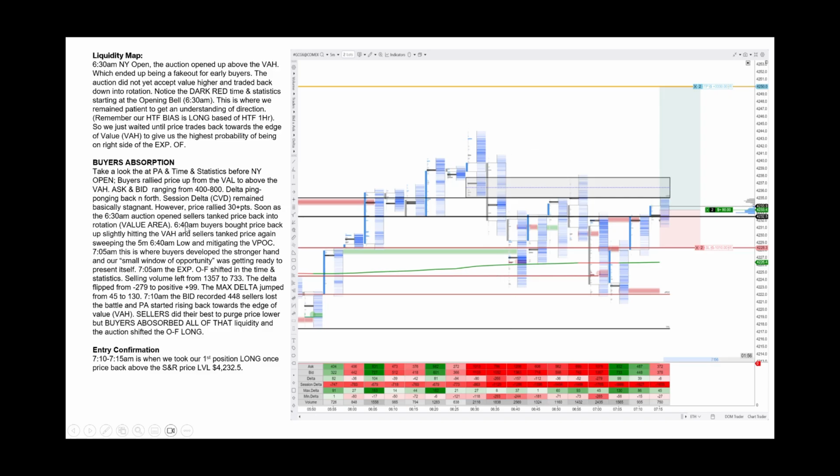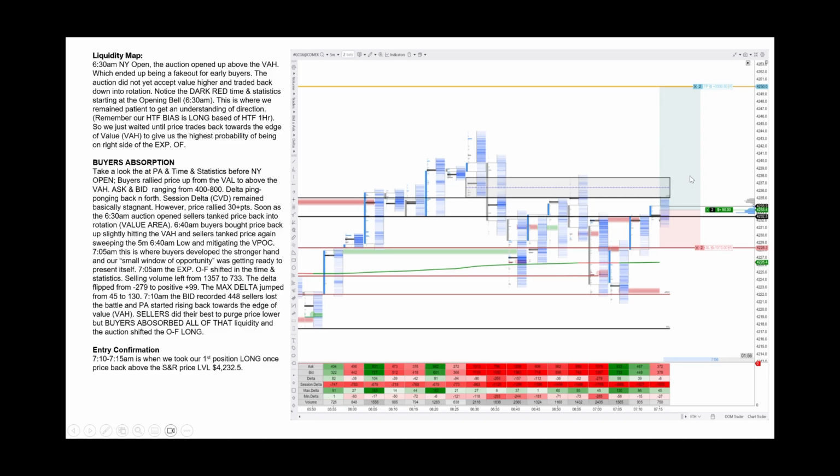At 6:40 a.m. buyers bought price back up, slightly hitting the value area high, and sellers tanked price again, sweeping the 5-minute 6:40 a.m. low and mitigating the volume point of control. At 6:40 right here in this candle, we push down. Buyers develop off of the VWAP, and we push back up into the value area high. Sellers develop from this 5-minute level of supply. This candle, we can call it a 5-minute level of supply.